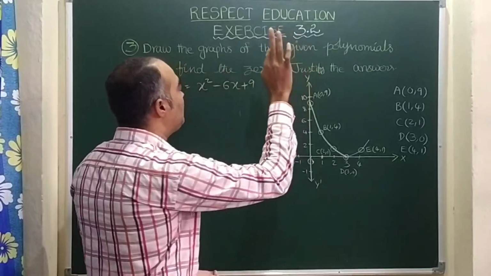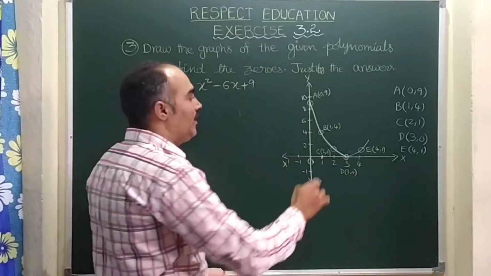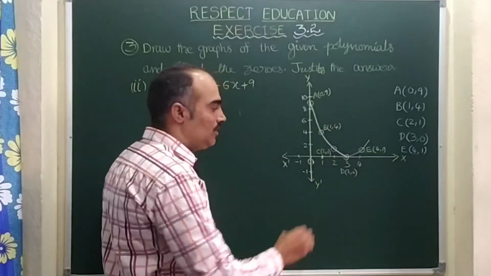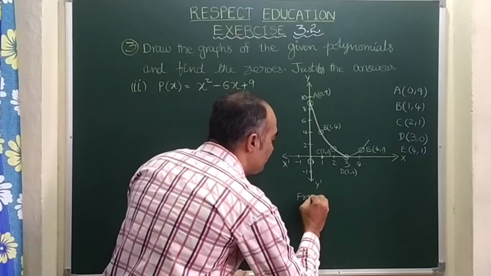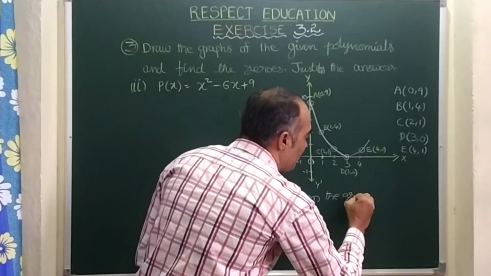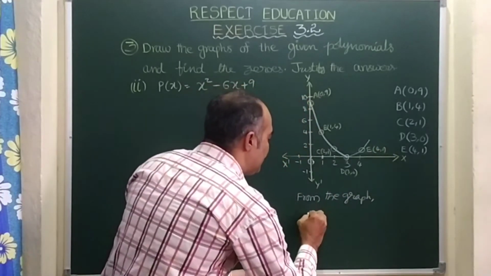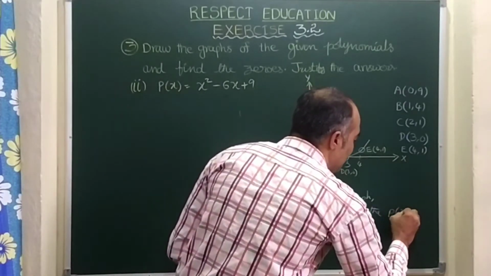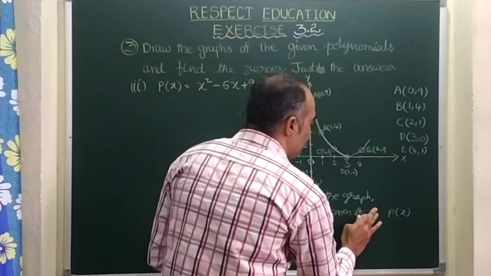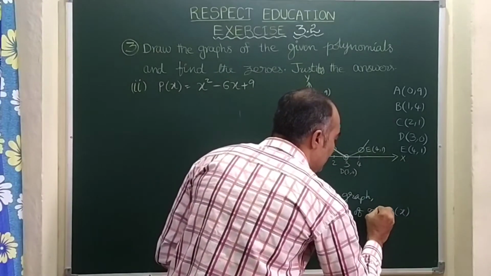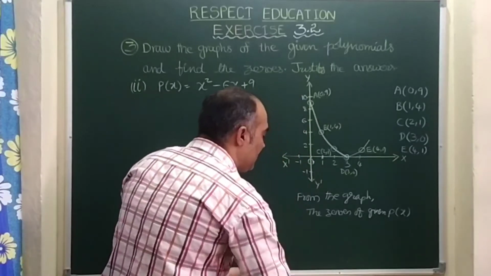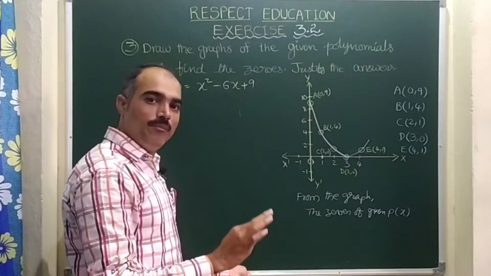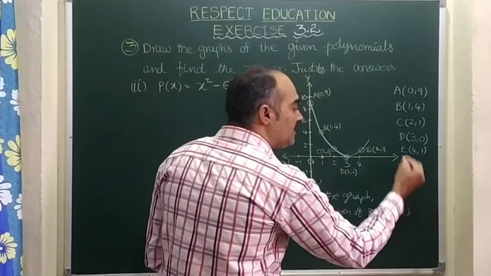Now we have drawn the graph, okay, over. Now our duty is to find the zeros. Where the graph intersects the x-axis, there you can take the zero. So here I am writing, from the graph, the zeros of the given polynomial, that is p of x. Here you see this graph intersects the x-axis at only one point. Means, can we write the zero is only 3?